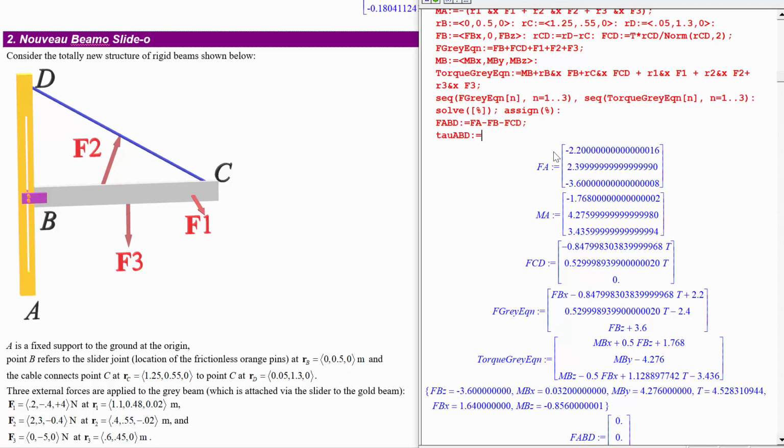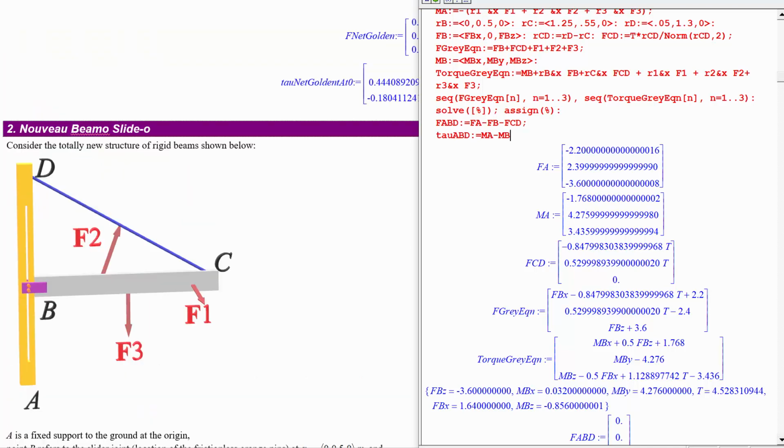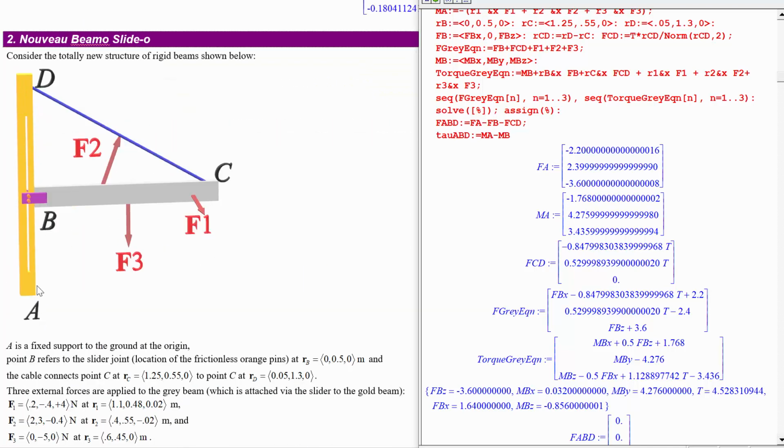Tau ABD will be equal to, let's find it about the origin again, moment at A. Now we've got the moment at B, same idea, Newton's third law action-reaction pair. We're going to have to subtract moment at B, because what we called moment at B was the moment that ABD is putting on the gray beam. So negative MB is what the gray beam must be putting on the golden beam. And now we've got the force ones. So we've got no moment from force at A because it's not displaced at all.